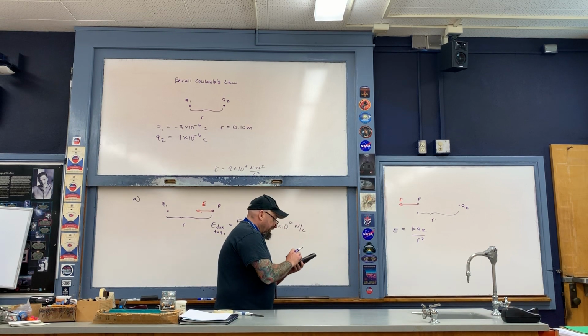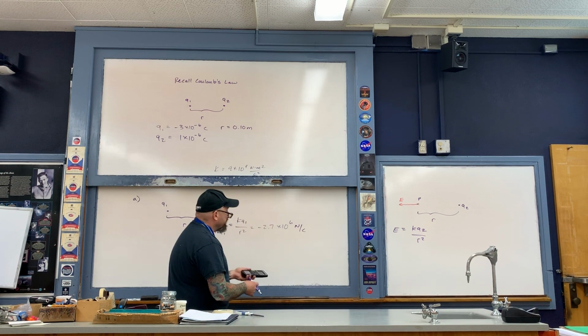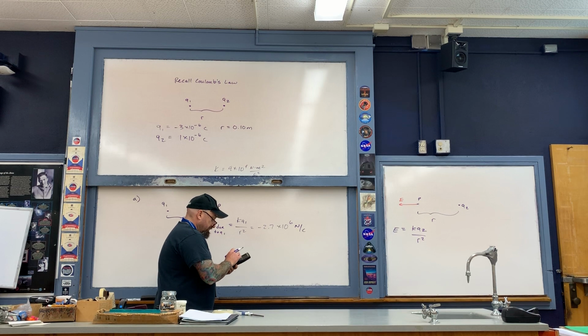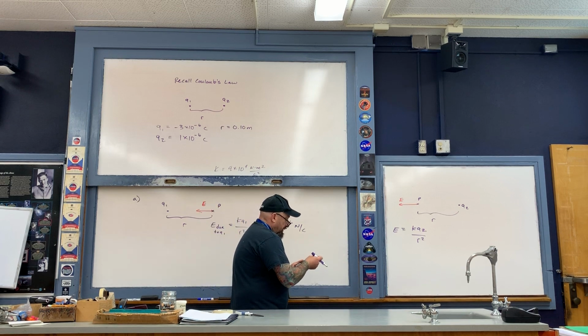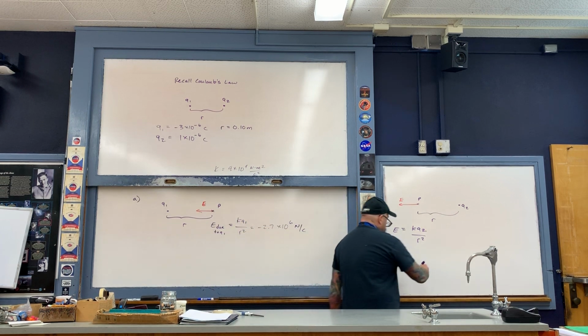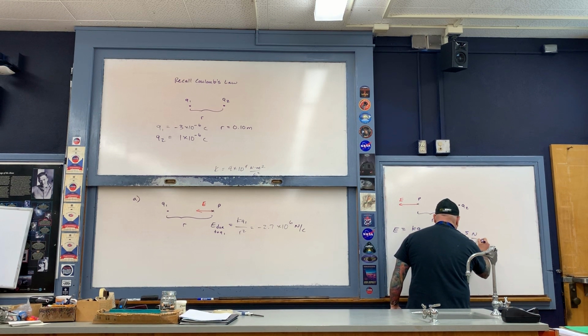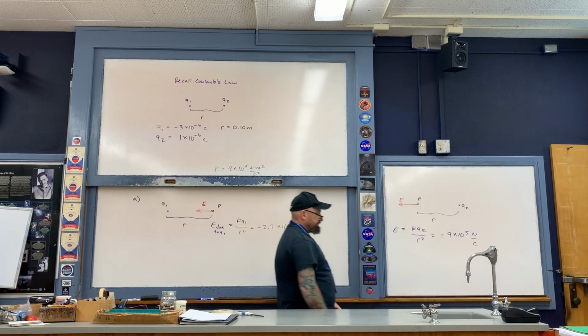So I have K, 9 times 10 to the 9th, and then I'll multiply that by Q2 up on the top board as 1 times 10 to the minus 6. And then I'll divide by the distance squared, 0.1 squared. Okay, and this comes out to be negative 9 times 10 to the 5th newtons per coulomb, like so.